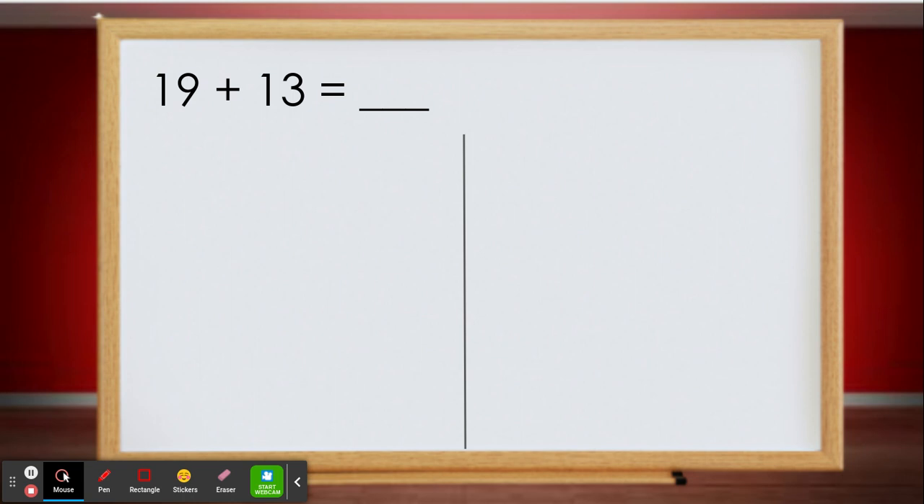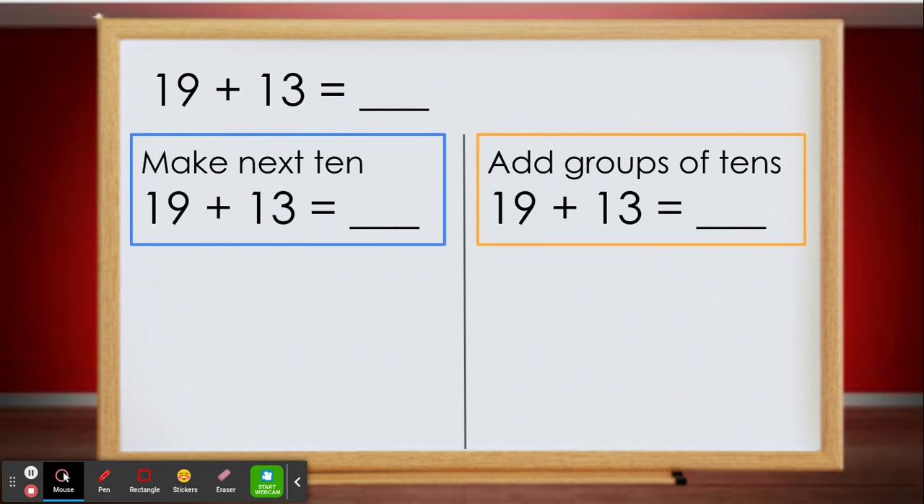So the first one is 19 plus 13 equals blank. As you can see, we're going to use both strategies. I'm going to start off with making the next 10. And to make the next 10, I look at the first number because this first number is the larger one. And I'm going to use this to figure out how many more I need to make it to the next 10, which is 20. And we know it's one more. So I'm going to take it from the 13 and add it. 19 plus one more is 20.